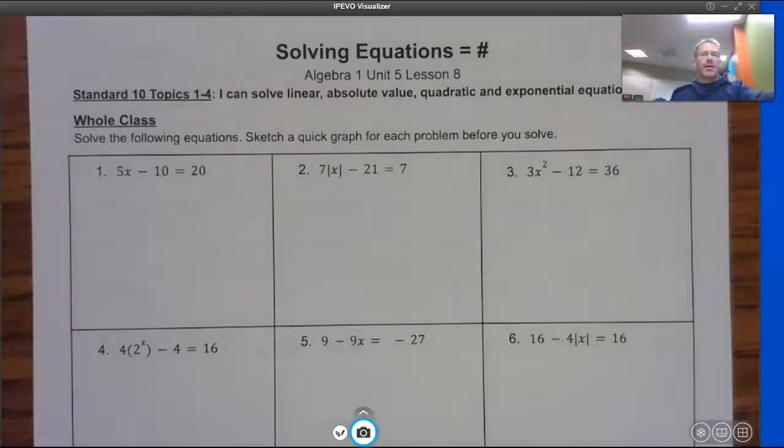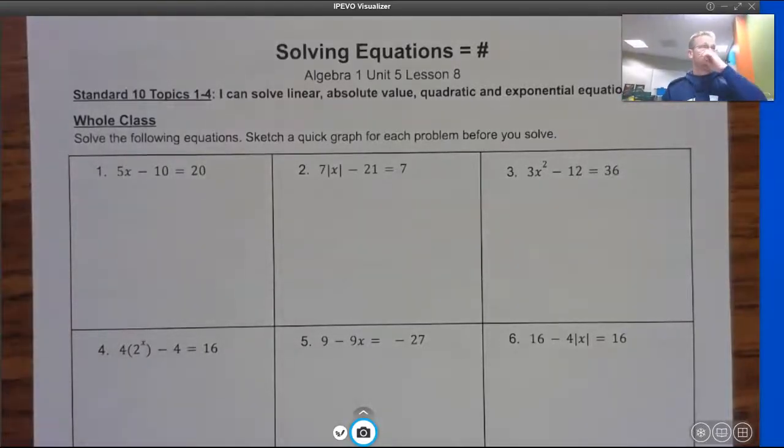All right, and we are back to more solving. Now, once again, the great news about today's lesson is that we're just going to add one more step to our process. Everything is the same. No new content to teach you, just one more additional step.